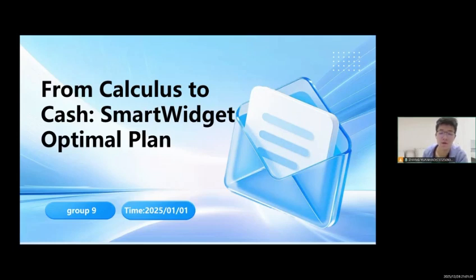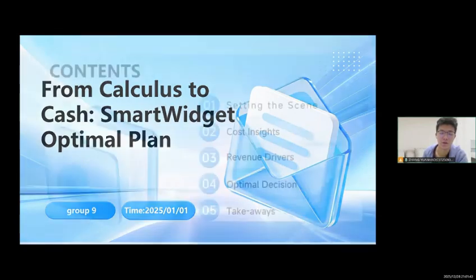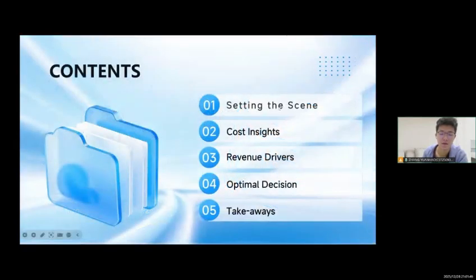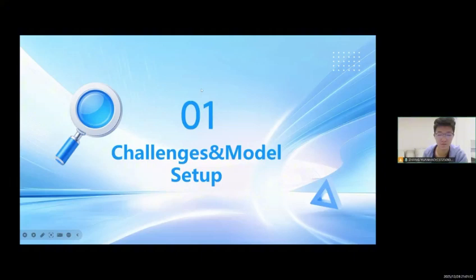I'll be covering the first two sections of our presentation, setting the scene and the cost insights. Here's an overview of our presentation. Next, we're going to part 1, challenges and model setup.